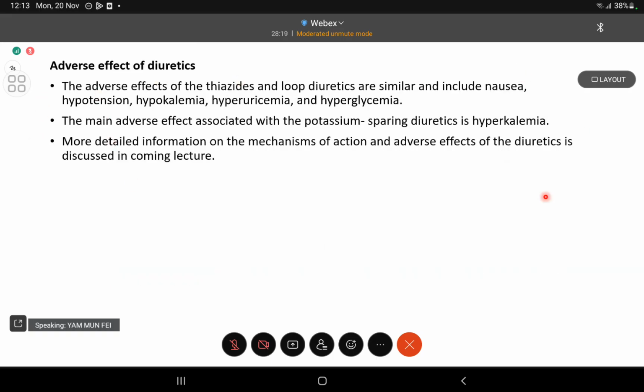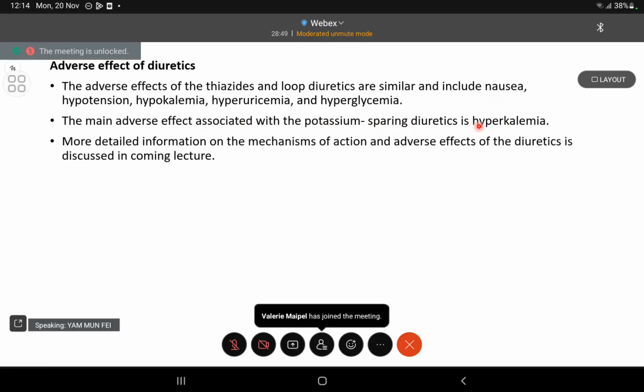So basically, all these diuretics have similar side effects. For example, thiazide and loop diuretic may cause nausea, hypotension, hypokalemia, hyperuricemia, and hyperglycemia. But aldosterone antagonists may cause hyperkalemia. Of course, other side effects might also happen with aldosterone antagonists, but aldosterone antagonists normally will introduce hypercalcemia compared to the others, which may cause hypocalcemia. So bear in mind this point you need to remember.